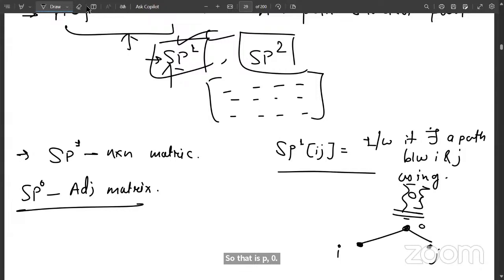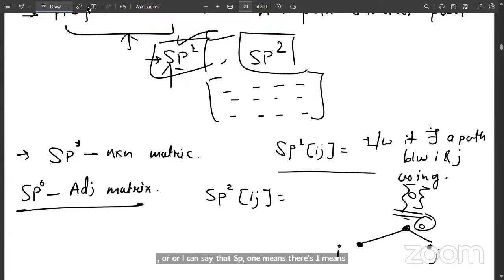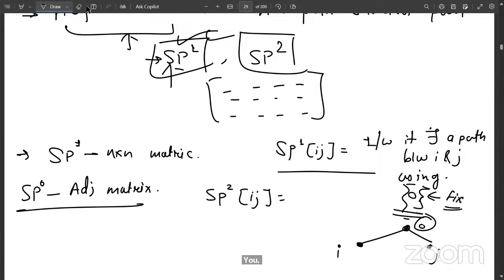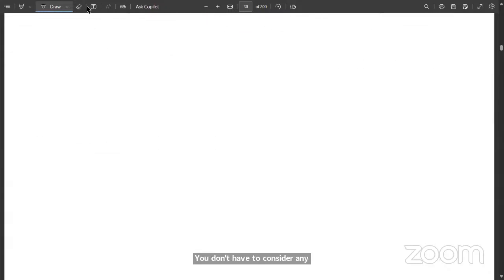Ma'am, I can say that SP1 means there is one fixed element, the first element. Yeah, and for SP2 you can say there are two fixed elements, like 0 and 1, if it's starting from vertex 0. Correct. That's how you can remember it. There is no connection in vertex 0 and 1.